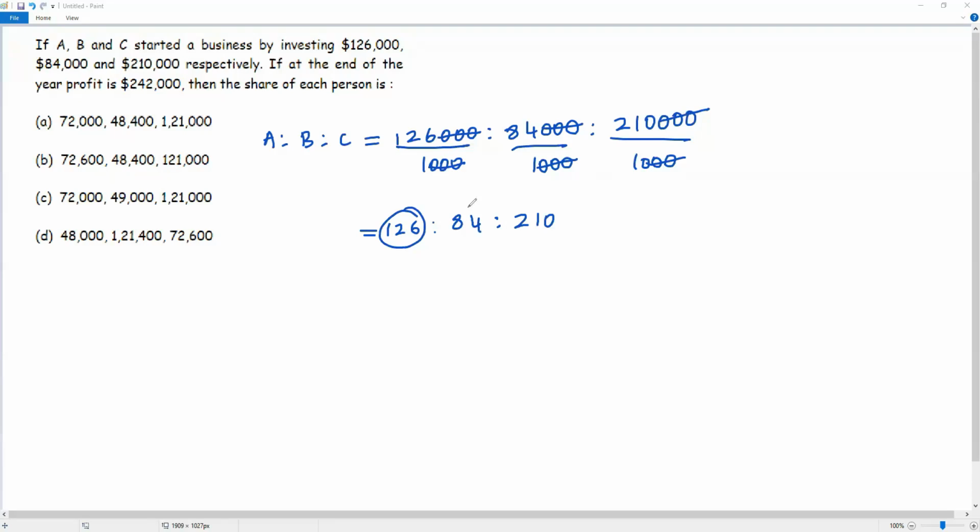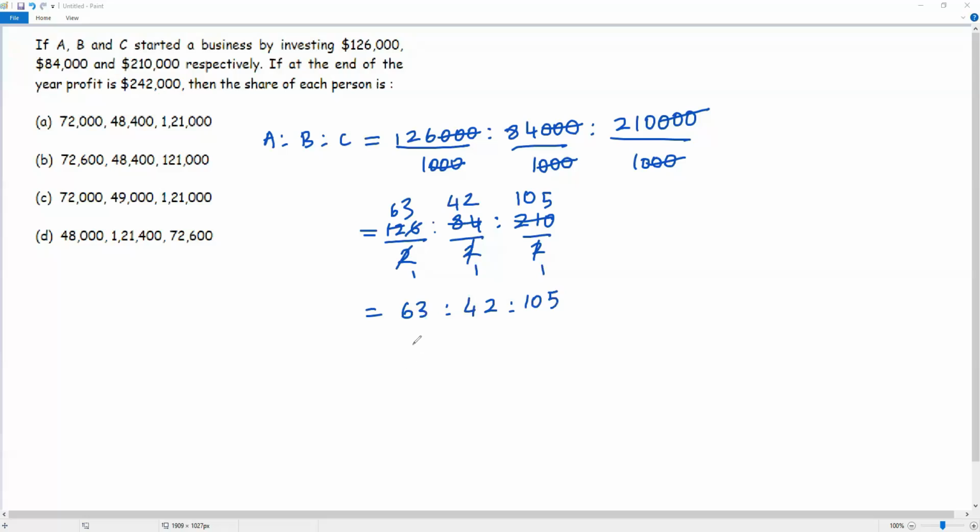Now all three numbers are even, so I can divide by 2. We can do the simplification step by step. Since all three terms of the ratio are even numbers, I'm going to divide each term by 2. I get 63 to 42 to 105.